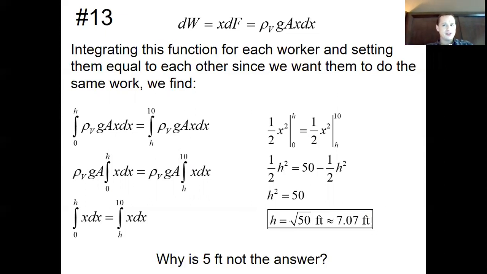Ready? Both of these integrals have a rho v in them, the density. They both have a g in them, and they both have an a, and those are all constants. So you can factor them out and bring them out in front of your integral, and guess what? Since they're on both sides and they're the same, they can cancel out. So it turns out the density of the dirt didn't matter. The strength of gravity didn't matter. And the area of this rectangle doesn't matter.